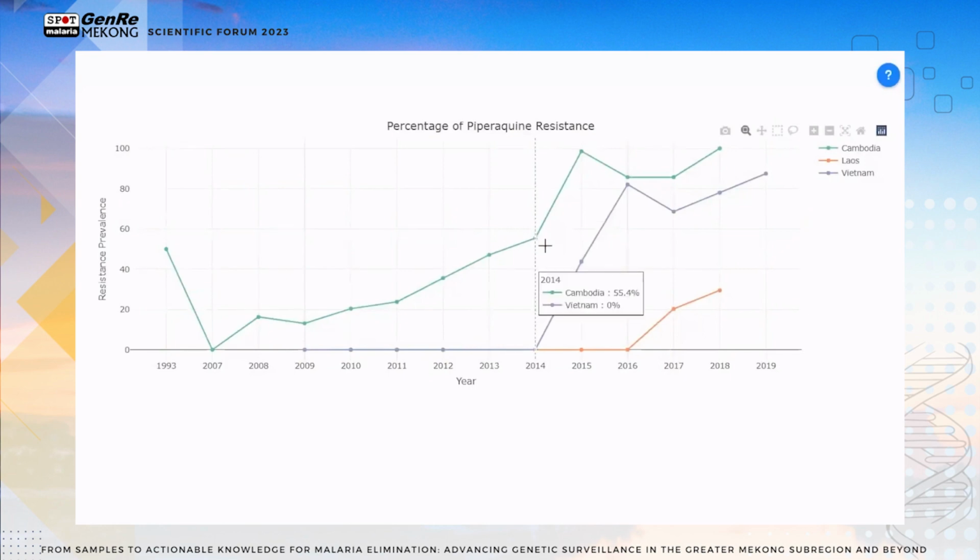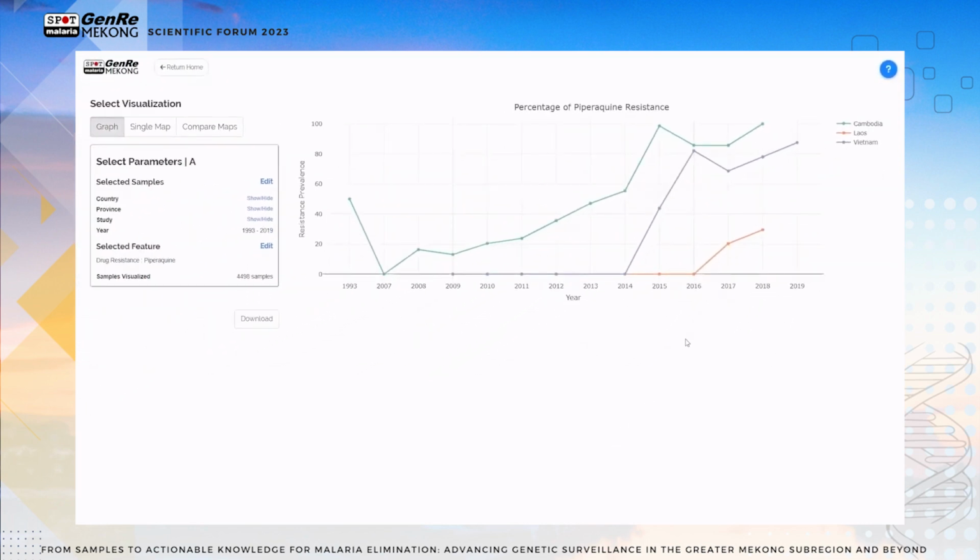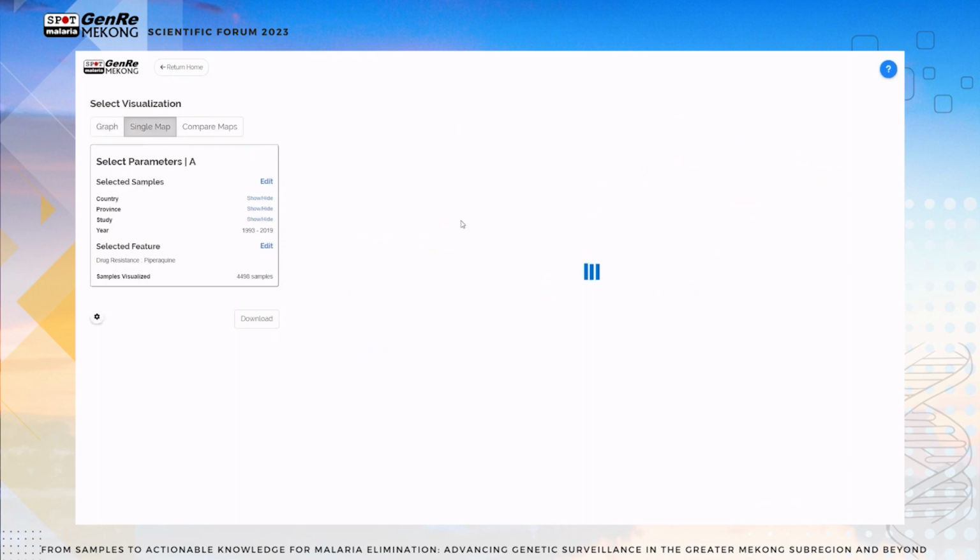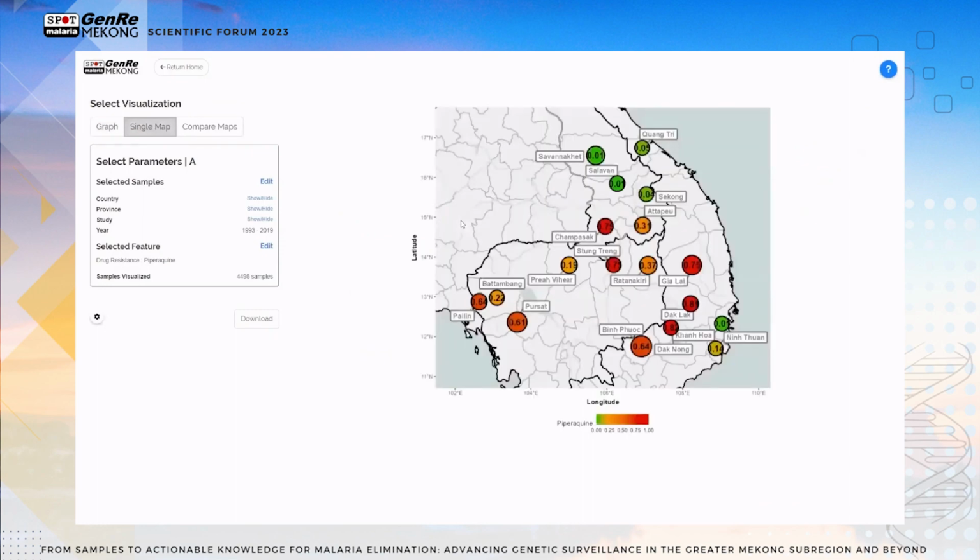So this demonstrates a spillover of resistance. Right, so let's visualize this as a map. So we can click on single maps here. And we can see the geographical distribution of piperaquine resistance within the countries we've selected.